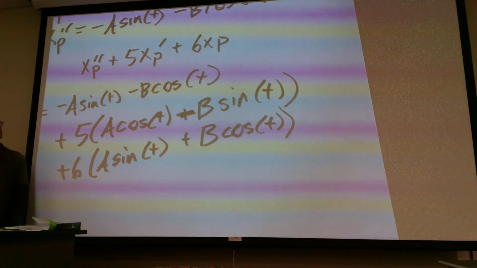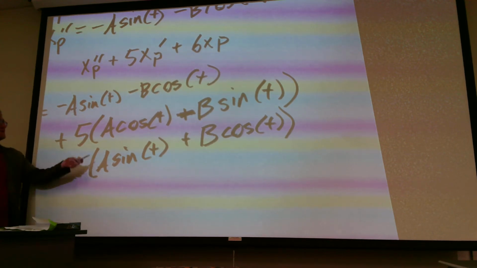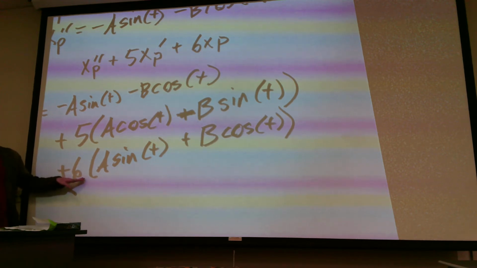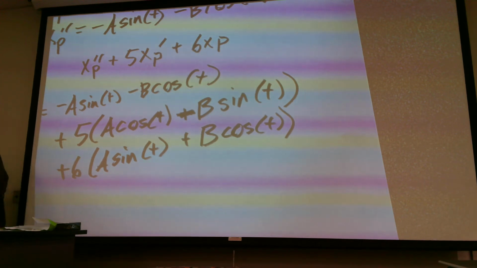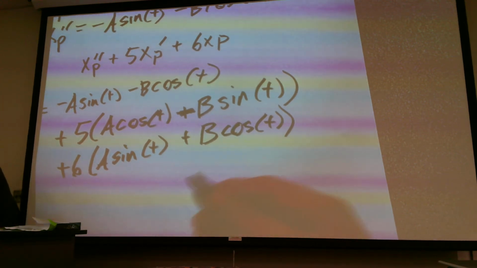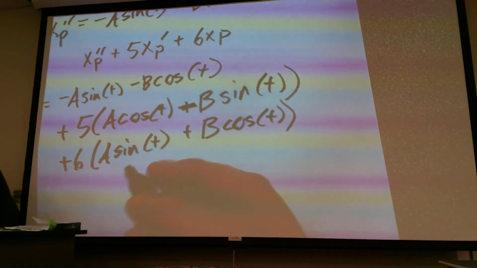So let's look at what we can combine together. We can do this in a couple of steps. Since this one is the same as that one, I'm going to combine these two and then just leave this one alone for right now. So if I have 6a sine of t and I have negative a sine of t, what is that going to become? Now I'm going to write this line first.